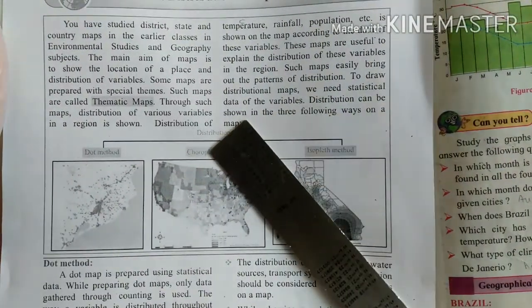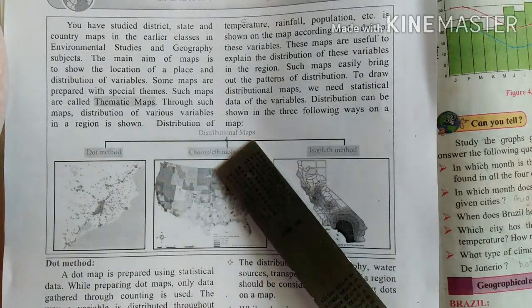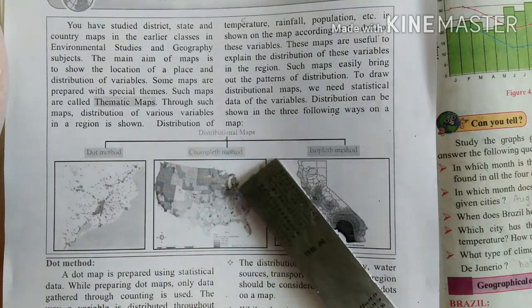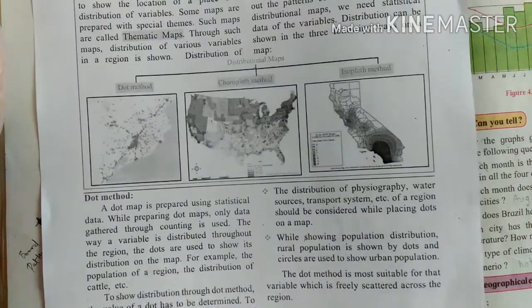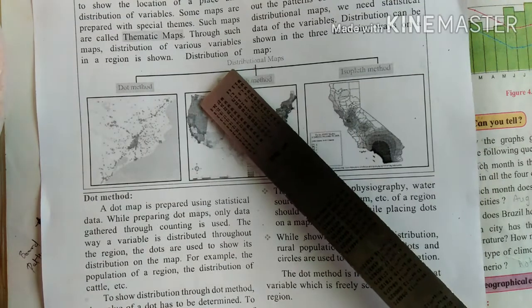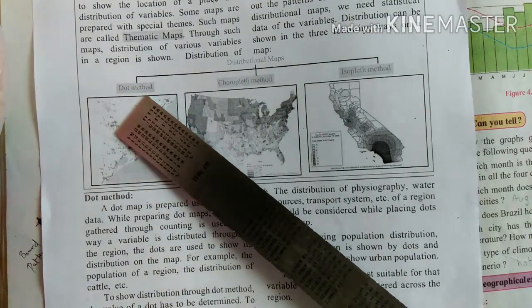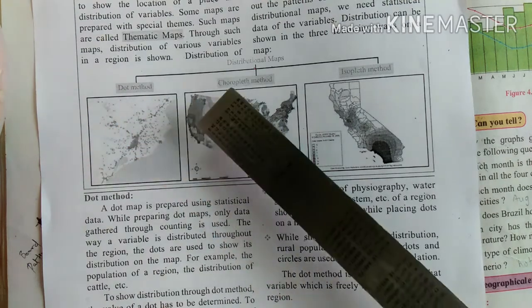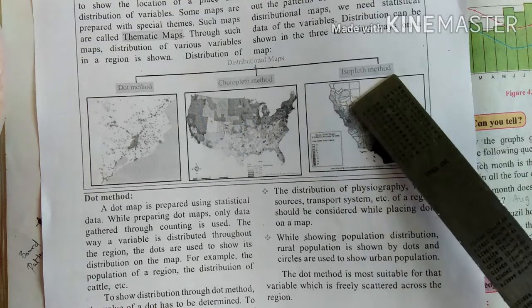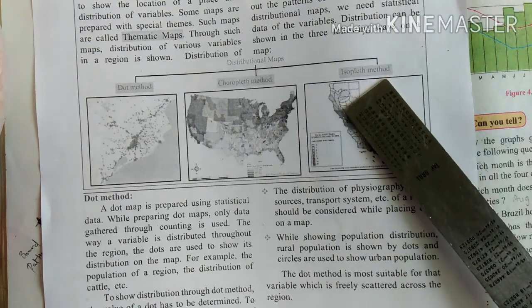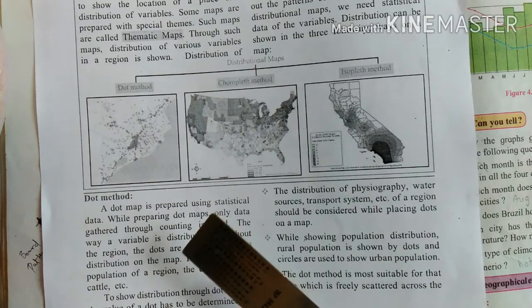Distribution can be shown in the three following ways on a map. Number one is dot method. Second one is choropleth method, and third one is isopleth method. These methods we will see in our next lecture.